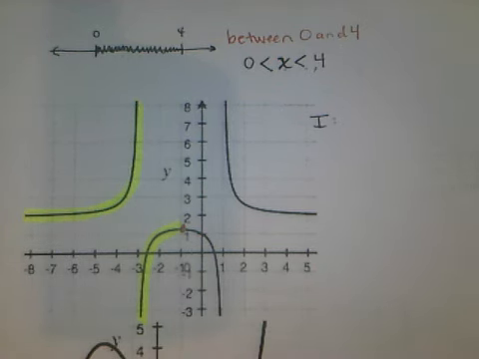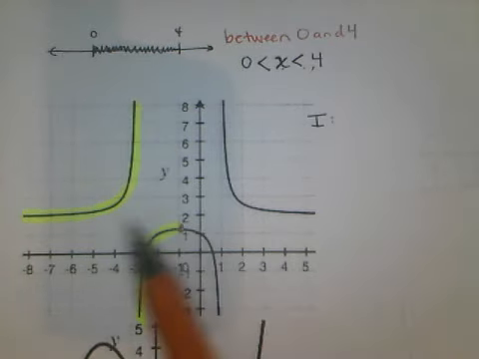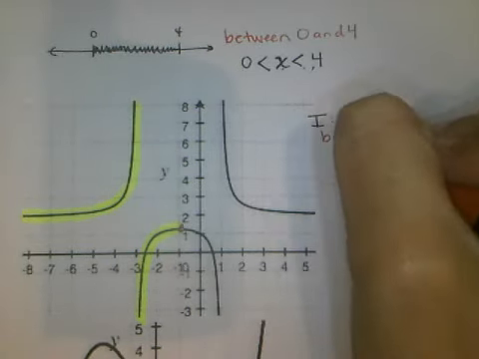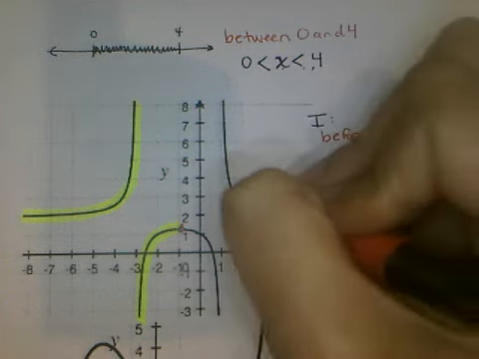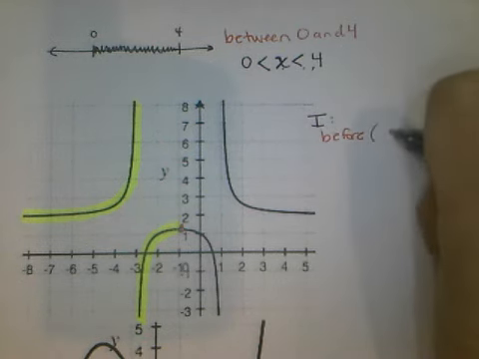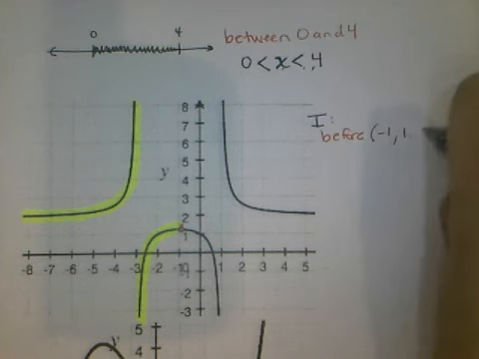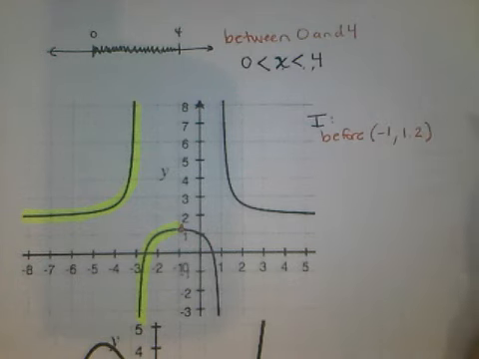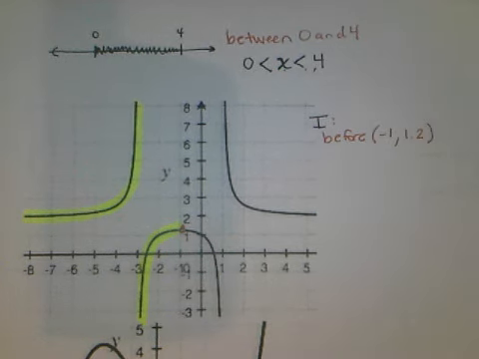Well, since we are mathematicians, we can be a little more specific than that. We could say that the parts of the graph before that point, and specifically that point is the point (-1, 1.2), well, the parts before that point, those are the increasing parts of the graph.